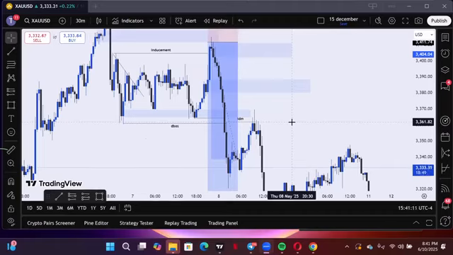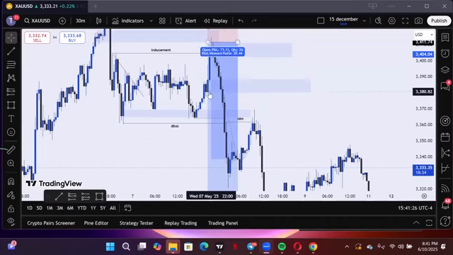Unmitigated. It means that you need to make sure that any point of interest you're picking, while the market was creating the inducement, did not get touched. Now, this is where my inducement is. And if you pay attention, there was no point of interest that the market mitigated when it was creating the inducement here. This is unmitigated, unmitigated, unmitigated. So you see I have the 3 points of interest.